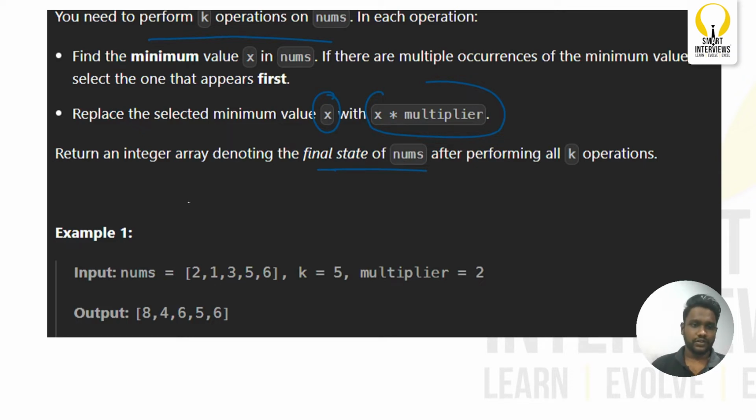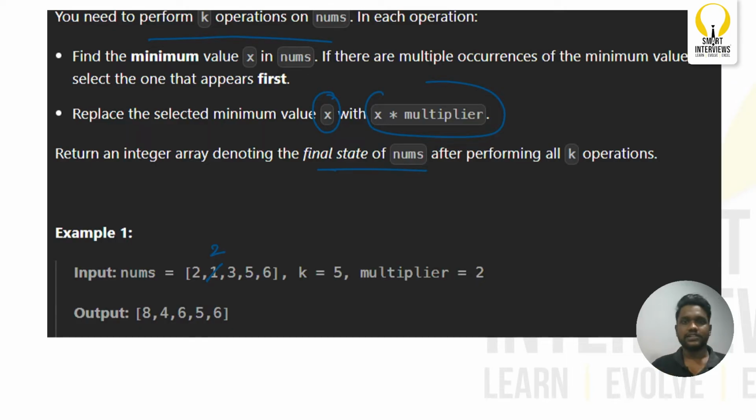We are given an example here. We have this array as nums, and we have to perform the operation k times, which is 5 times, and the multiplier is 2. So this should be our output array. What we'll do is apply the brute force method. First, we have to pick the minimum number. The minimum number is 1. We pick it, multiply it, and keep it back in the array.